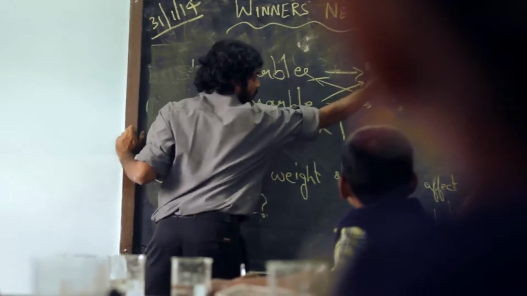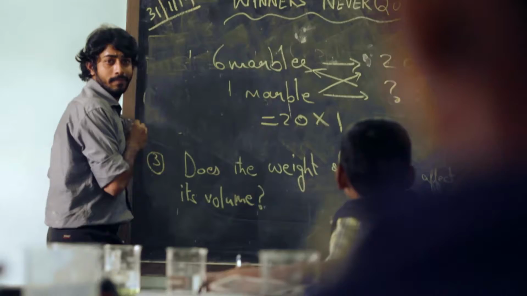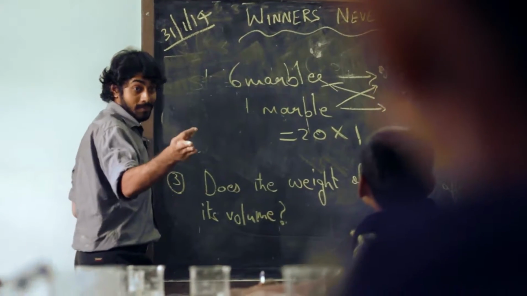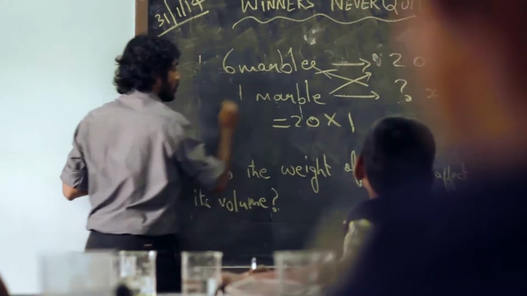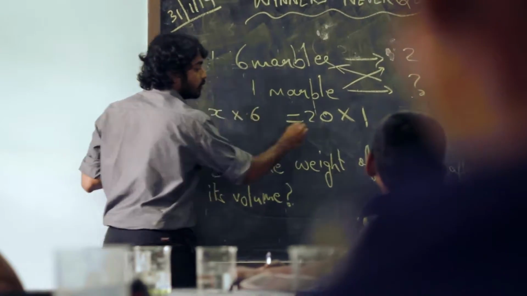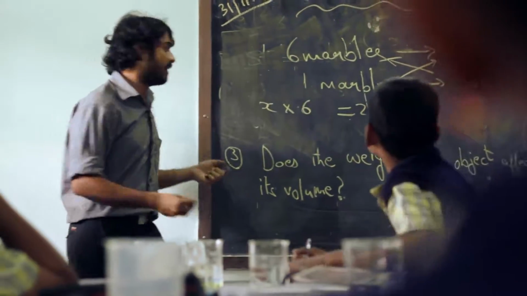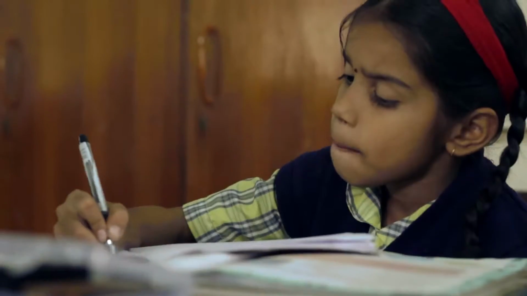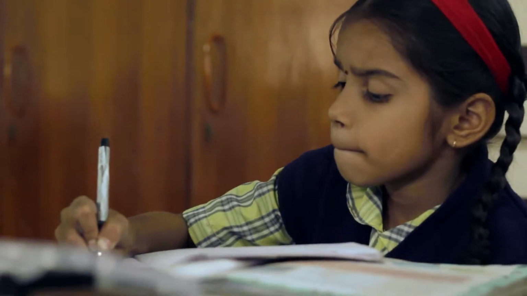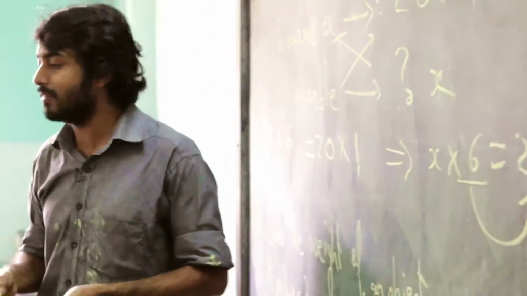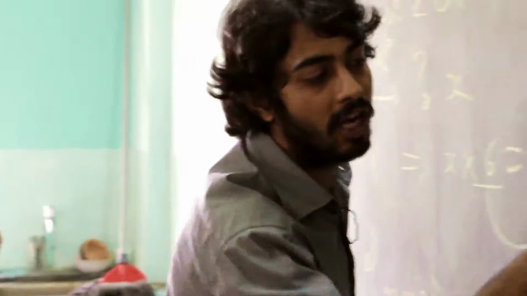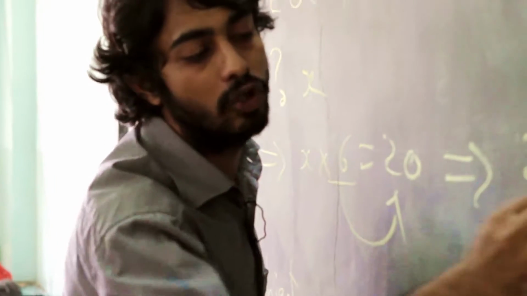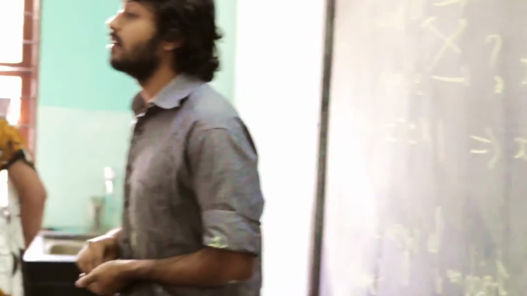We have written 1 into 20. What should I write this side? 20 divided by 6 into X. Excellent. X into 6 is equal to 20 into 1. So from here you told me that 20 into 1 is 20, and we know it's multiplication. When we send it to that side, it's going to become division, right? So from here you all concluded that we have to do 20 by 6, right?